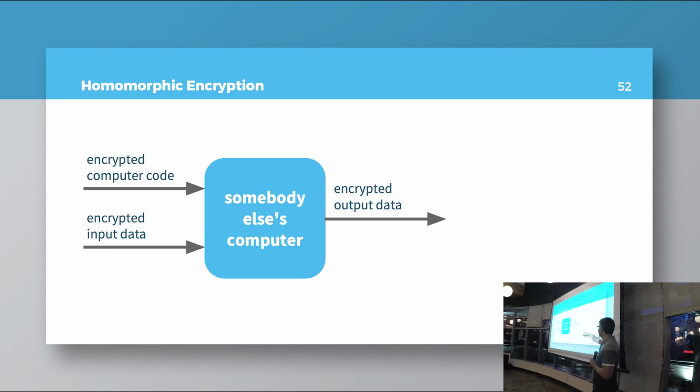And then we're going to run something on that computer, and it's going to spit out an encrypted output and give it back to us. And then we know somehow how to decrypt that data. So the dream here is essentially that you can run secret algorithms on other people's computers, and they don't know what's happening, but you can get their results back and decrypt them.